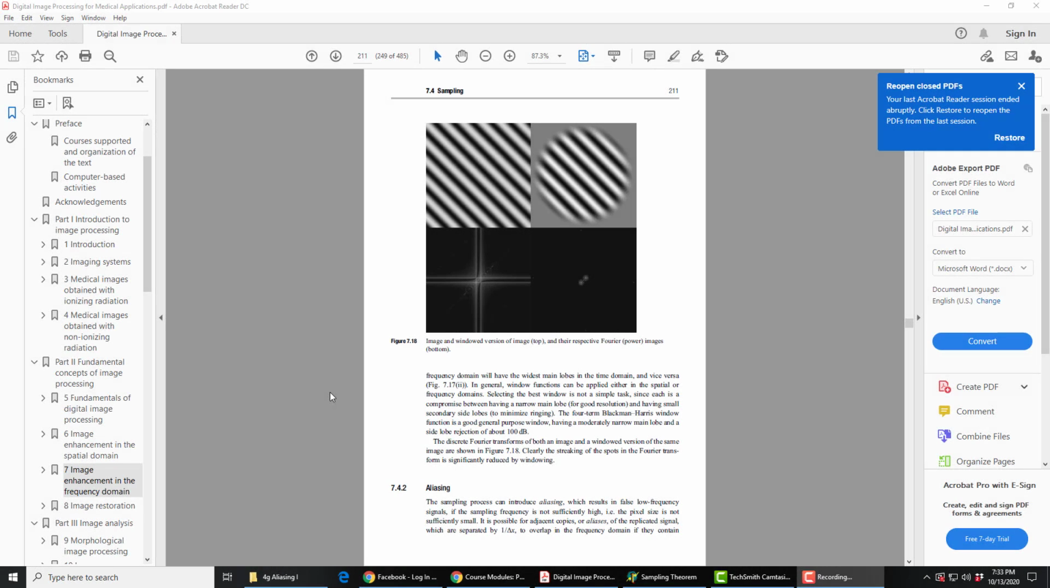We're continuing our look at aliasing. If you look at the book, you should read section 7.4.2, that whole section on aliasing. We've seen that it's a process that results in false low frequency signals if the sampling frequency is not high enough.